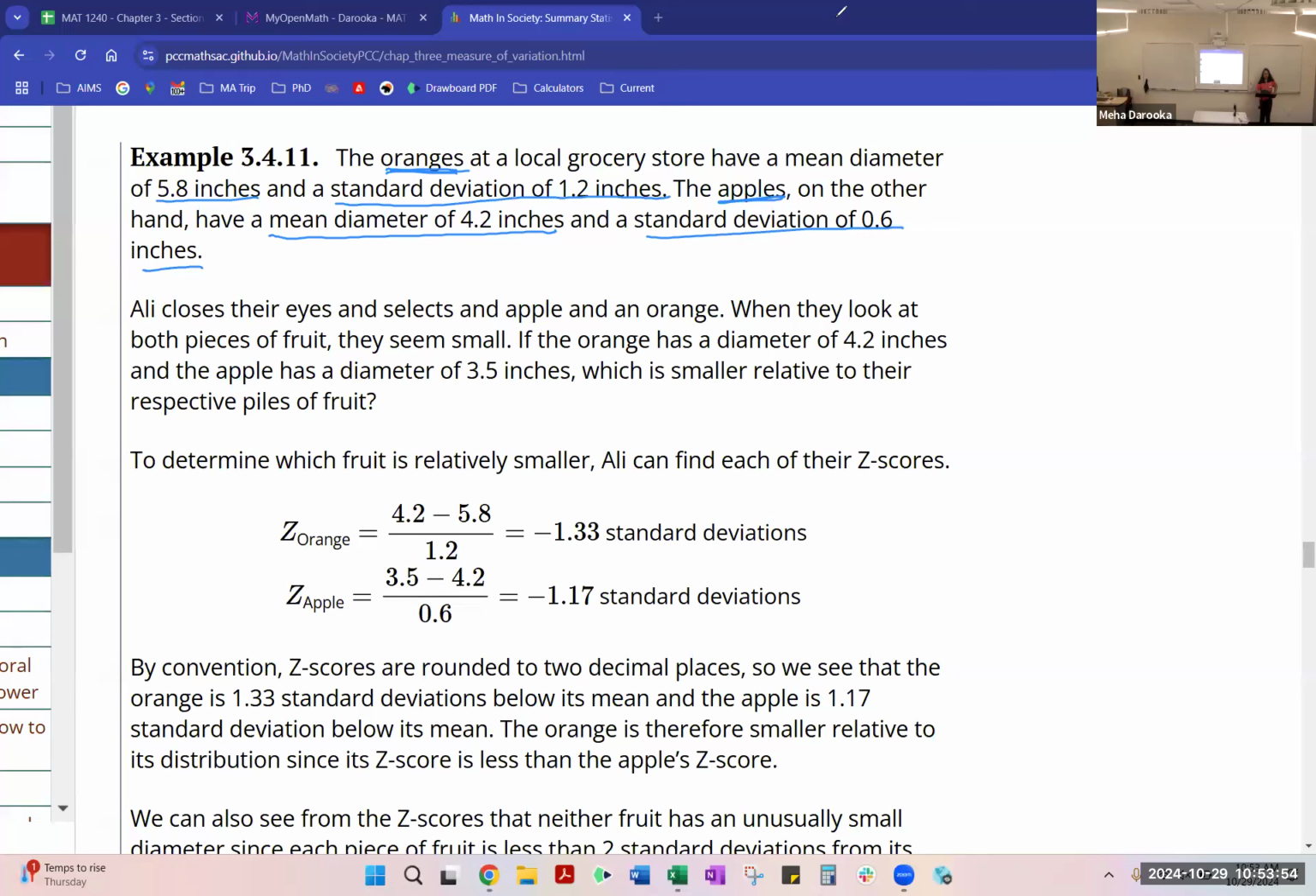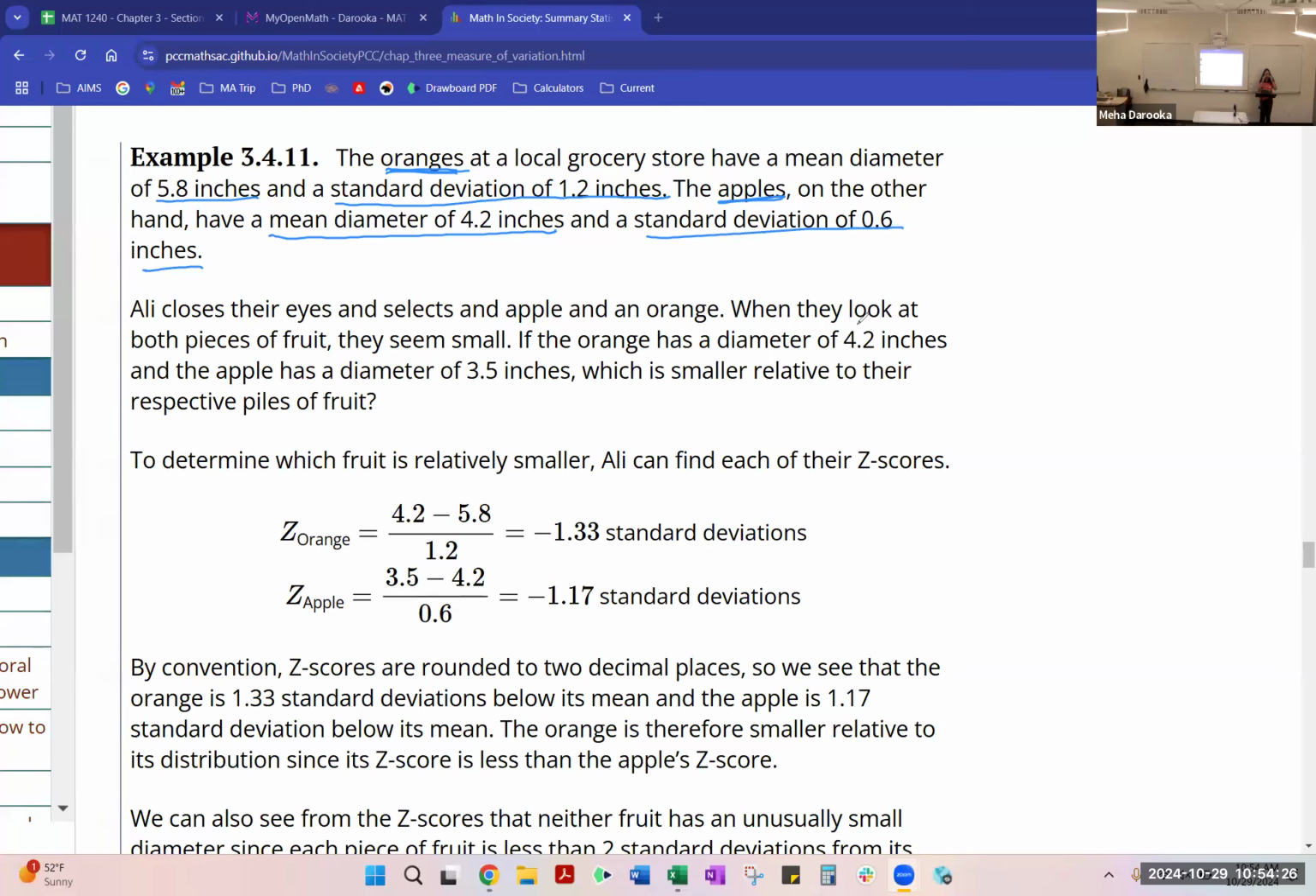Yeah, Samuel, very nice. It will be oranges because they have a higher mean of 5.8 inches compared to apples of 4.2 inches. And then look at the standard deviation on both of those. Now we have a standard deviation of 1.2 for oranges. And remember how I was telling you guys that the larger the standard deviation, the more spread out our data is; the smaller the standard deviation, the closer to the mean you are. And you will see, of course, with apples, we have a smaller standard deviation.